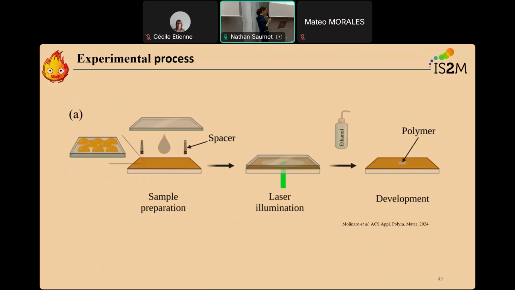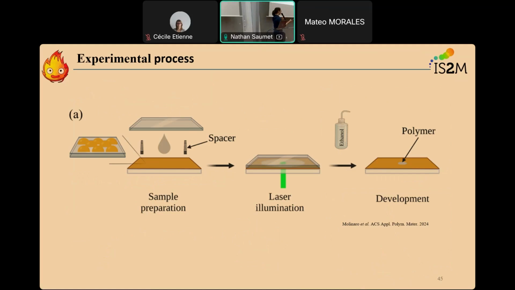So I validate this tool through this experimental setup. I have a sample here made of nano-islands, which were created by thermal dewetting. I put a droplet of polymer here, and I close the sample. Then I send a laser illumination on these samples at the plasmon ring resonance. It will hit the substrate.